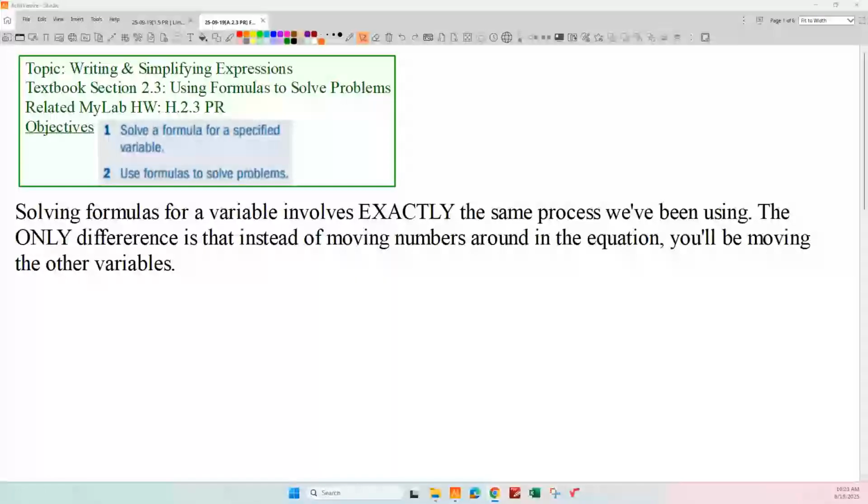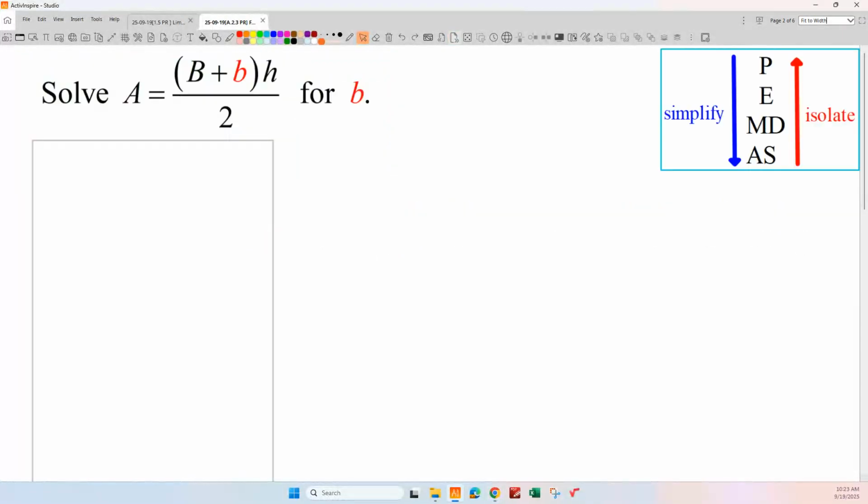Okay, we're going to look at, as I said, the last topic for the first test. It's about solving formulas for a variable. So you're going to have something like this. You're going to have a formula. What's a formula? You've seen them in science all the time, right? It's essentially an equation that involves multiple variables, right?